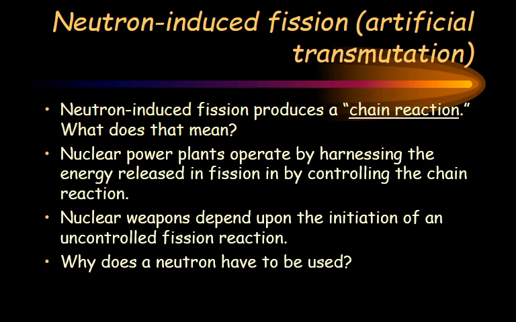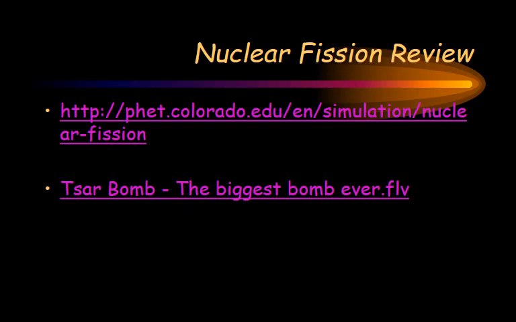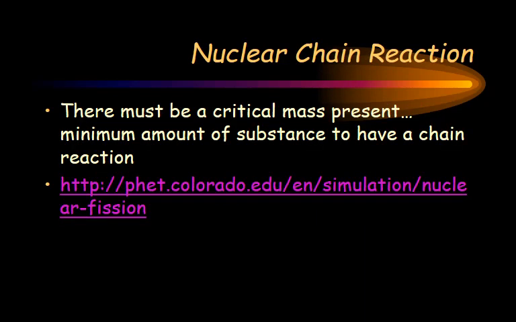Why does a neutron have to be used? Well, when we take a look at the chain reaction, the uranium-235 has to become 236, and that's what we see there. Now, for the nuclear chain reaction, you must have a critical mass. It's called a critical mass. It's the minimum amount of substance needed to have a chain reaction.